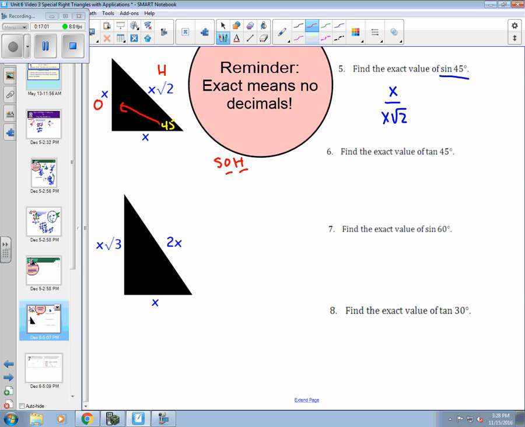Well, if we have x on top and x on bottom here, what we can do is cancel those out. So we cancel these, and what we have left then on bottom is square root of 2. On top, we canceled that out, so we've got to put something. In this case, 1x, anything divided by itself is 1, so it'd be 1 over the square root of 2 would be the exact answer.